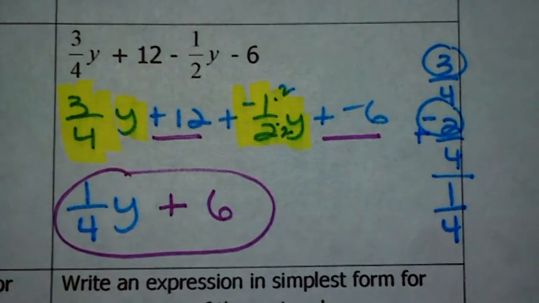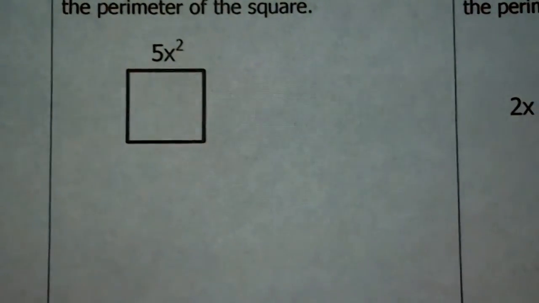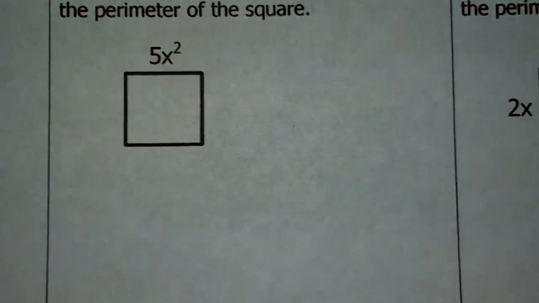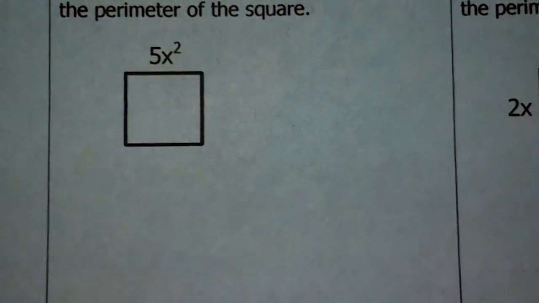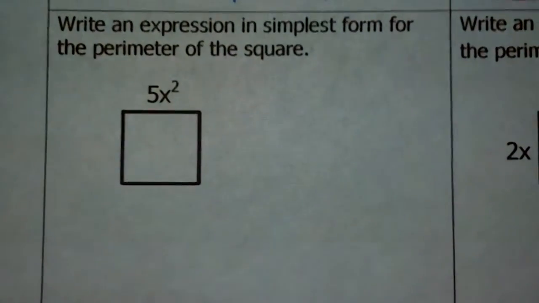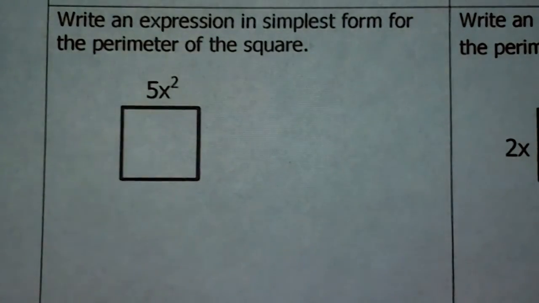All right, 2 left. This is a lot of information today, I know. Now what I ask you to do is apply this into a nice geometry review here. I want you to write an expression in simplest form for the perimeter of the square. First thing we need to know is what perimeter is, and we've talked a lot about this in class. The perimeter is basically the distance around a polygon, and you can simply add up all the sides to find the perimeter, right?